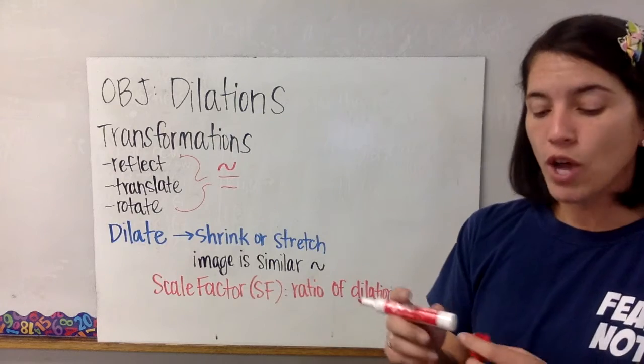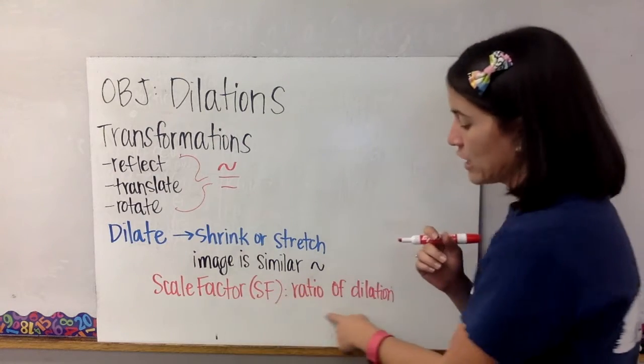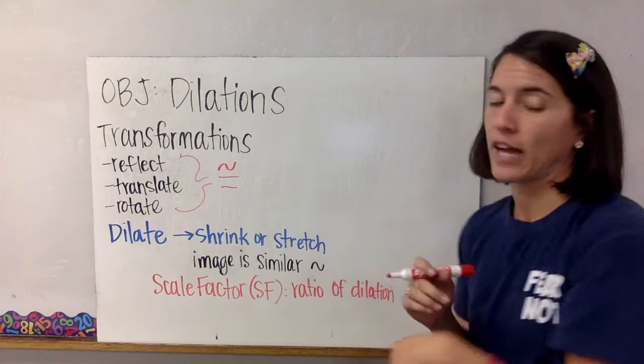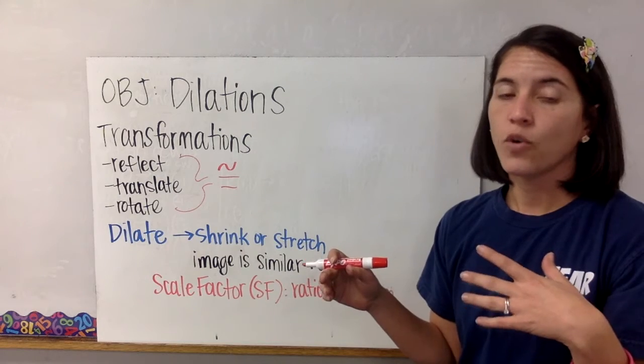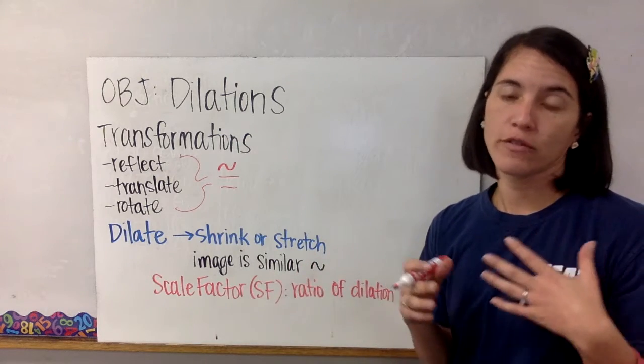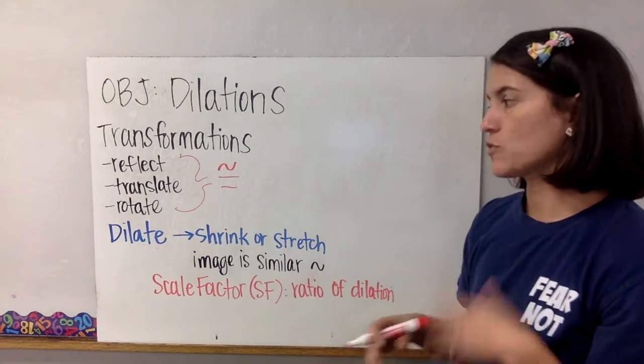And how you know how big or small the dilation is going to be is called a scale factor. It's the ratio of dilation. So it's a scale factor for a stretch or a scale factor for a shrink, and that's how you're going to know which way to go for the image. But we're going to talk about that.